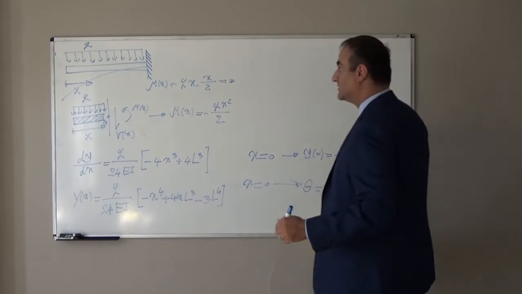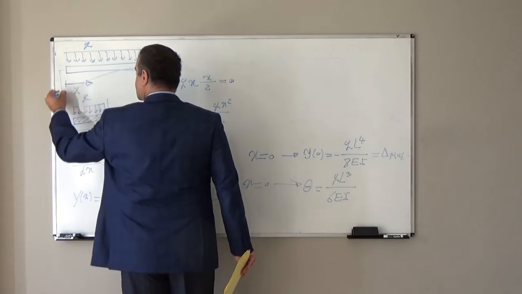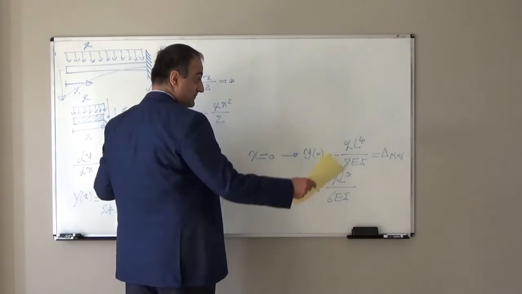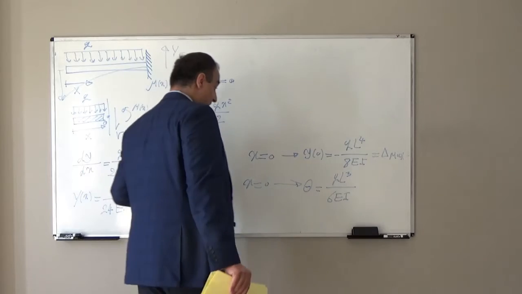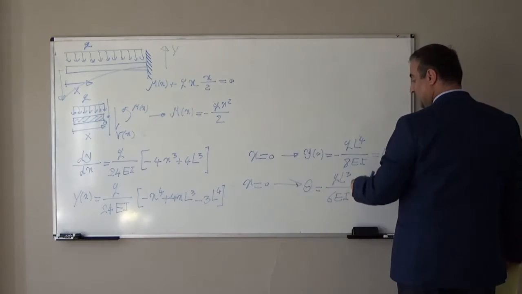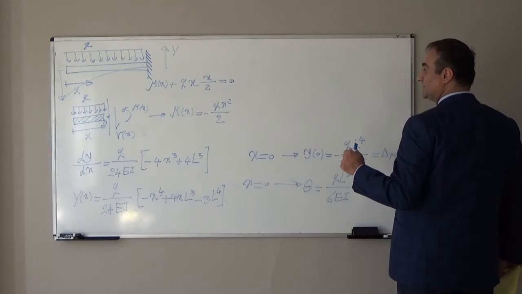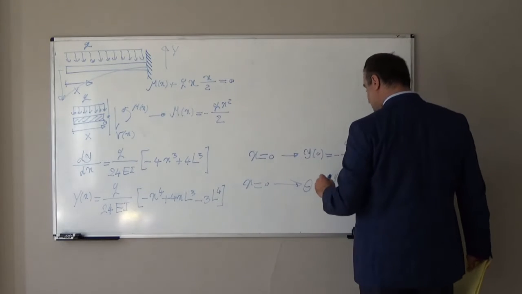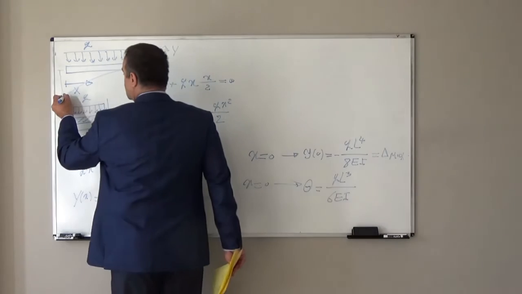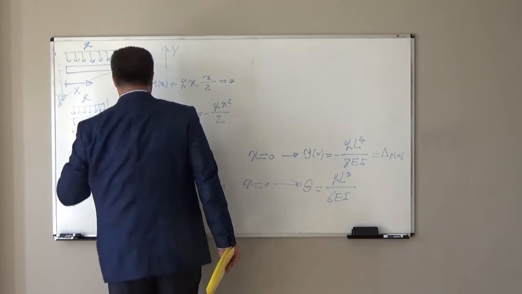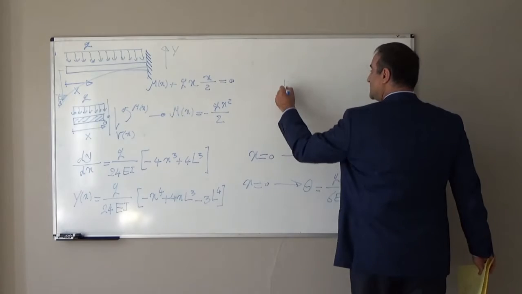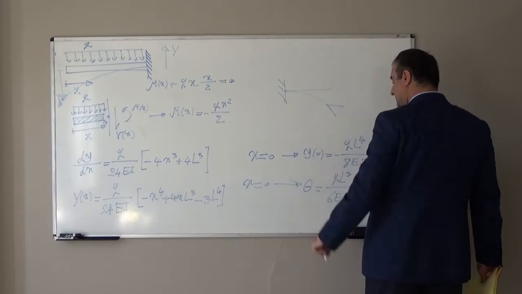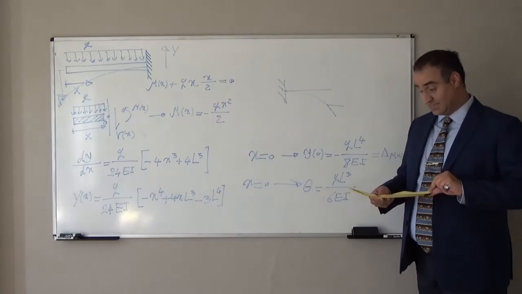Negative in deflection means deformation downward, because our y-axis is upward, so deflection will be negative. Positive and negative in theta shows the direction of rotation. If it rotates counterclockwise, you see here, rotation is counterclockwise, it is positive. In the previous example, rotation was clockwise, so it was negative.